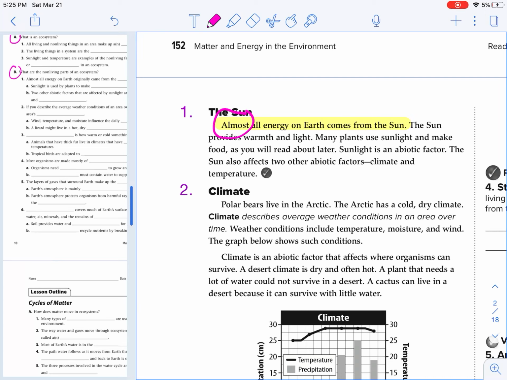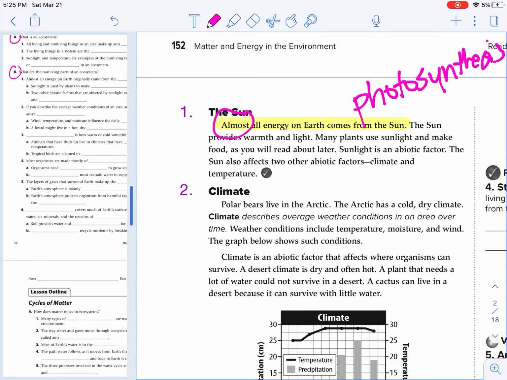The sun provides warmth and light. Many plants use sunlight and make food, as you will read about later. So this is called photosynthesis, right? Many plants use sunlight to make food. That's photosynthesis. We're going to learn about that a little bit later. Oops, ran out of room there.